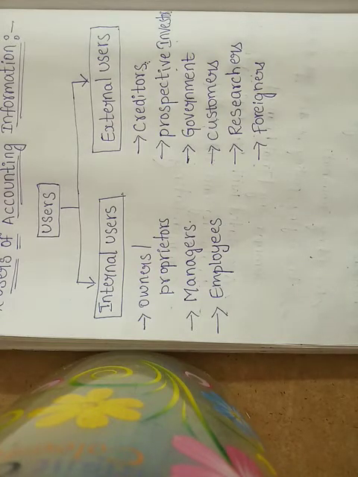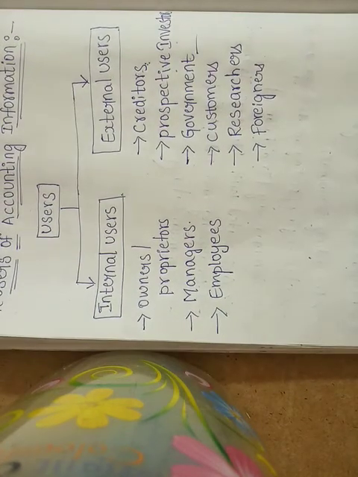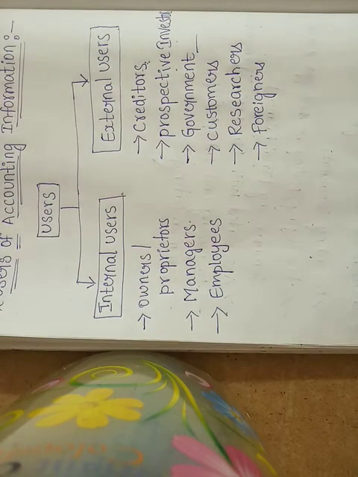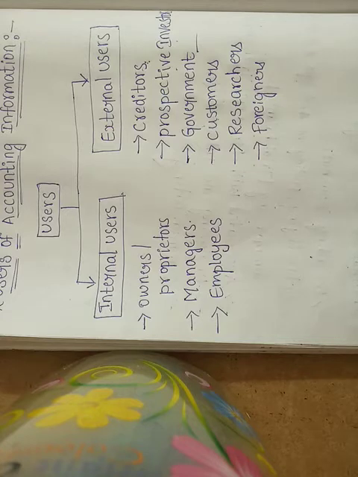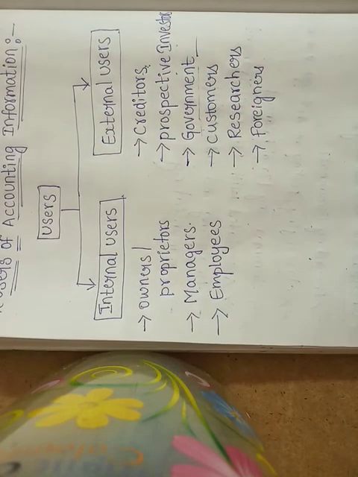The next is government. The government is interested in the financial statements from the point of view of taxation. Every person has to pay tax to the government, either direct tax or indirect tax. Also, compliance with corporate and labor laws. So this is the government.